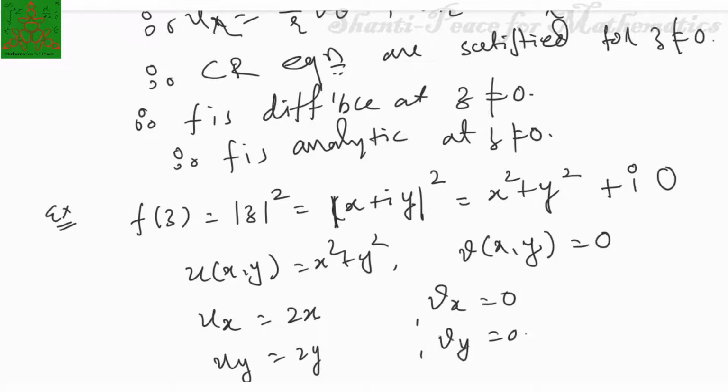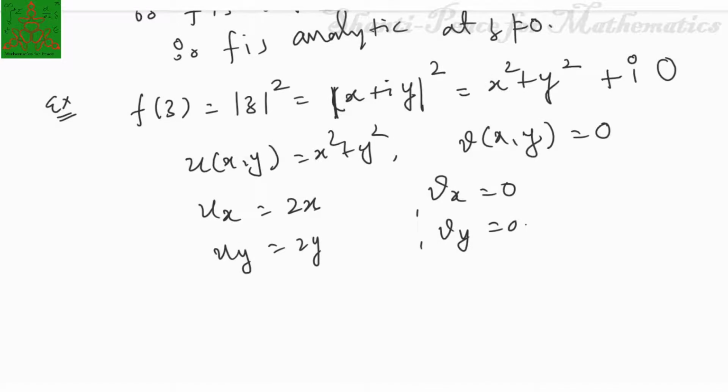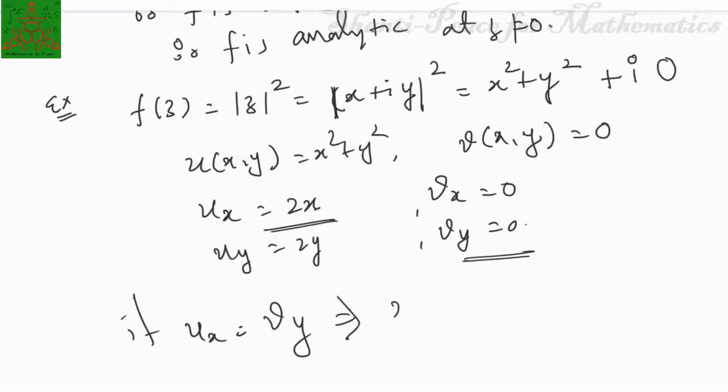And so you note that if this function is to be analytic, it has to satisfy the CR equations. So we need to find out where the function is analytic. Obviously ux is not equal to vx in general, so we need to find out where. So if ux is equal to vy, that implies 2x is equal to 0, that implies x is equal to 0.